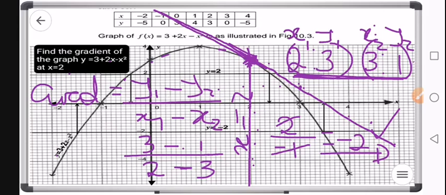That's how you find the gradient using the quadratic graph or any graph, or a cubic. This method of using a tangent applies to quadratic and cubic graphs.